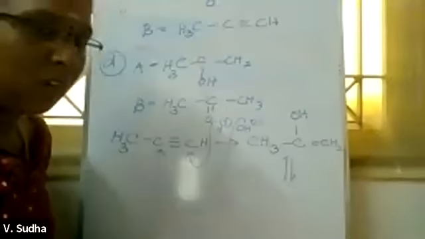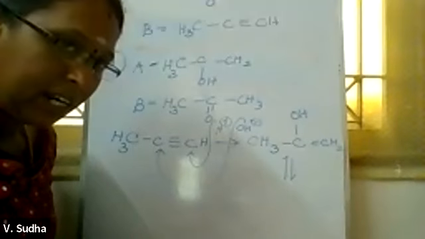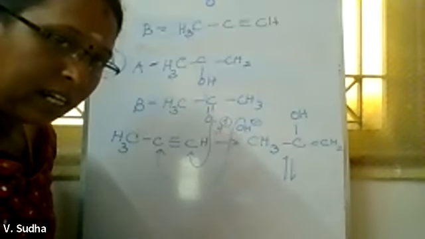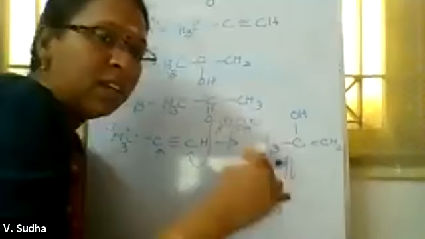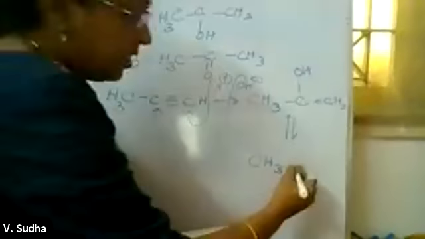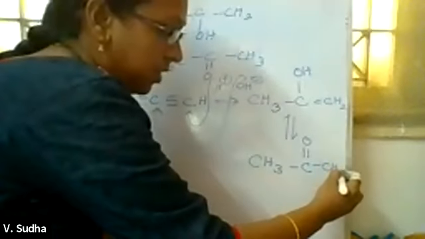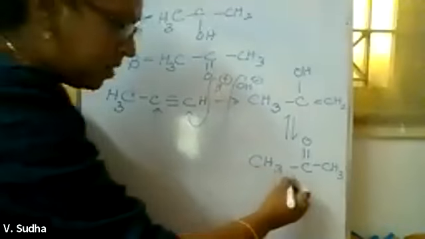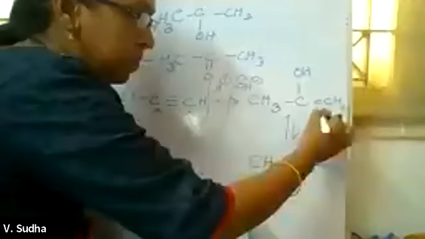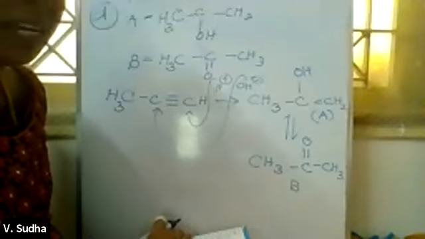We have alcohol, tautomerism. What is the tautomerism? Keto enol tautomerism. CH3, C double bond O, CH3. So this is keto enol tautomerism. This will be your B, and this will be your intermediate A.